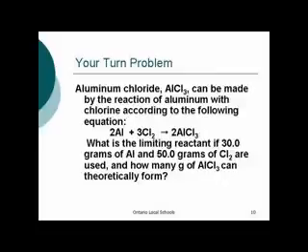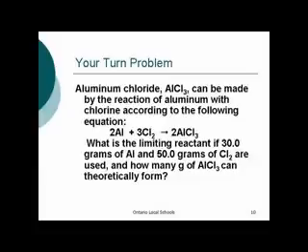Well, time for you to do a problem and see how you're doing with limiting reactant concepts. So our problem is this: aluminum chloride, AlCl3, can be made by the reaction of aluminum with chlorine according to the following equation. I've balanced it for you. 2Al plus 3Cl2 will yield 2AlCl3.